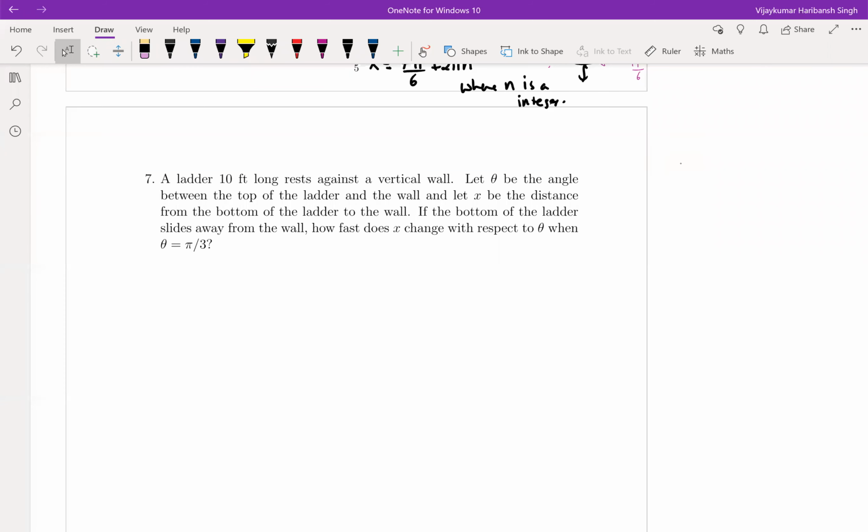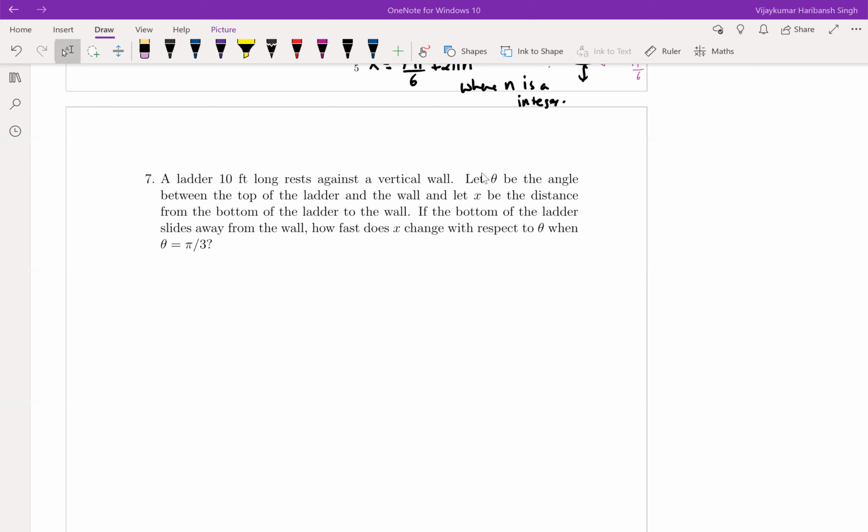So let's read this problem. A ladder of 10 feet long rests against the vertical wall. Let theta be the angle between the top of the ladder and the wall, and let x be the distance from the bottom of the ladder to the wall. If the bottom of the ladder slides away from the wall, how fast does x change with respect to theta at theta equals pi by 3?